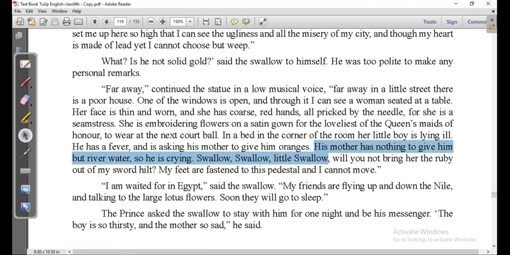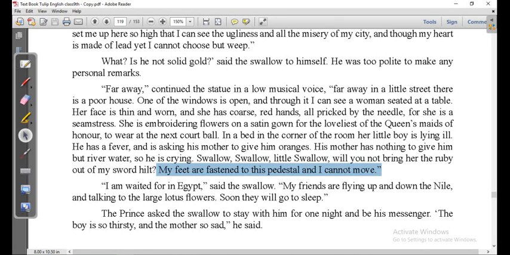"Swallow, little swallow, will you not bring her the ruby out of my sword hilt?" Can you do me a favor? Take this ruby from my sword hilt with your beak. "My feet are fastened to the pedestal and I cannot move." I cannot give it to him myself, as I am a statue.